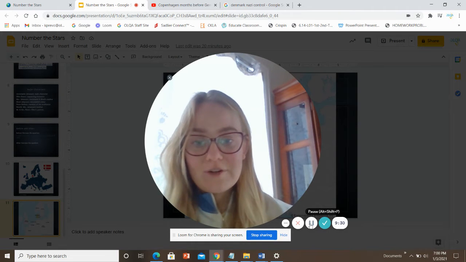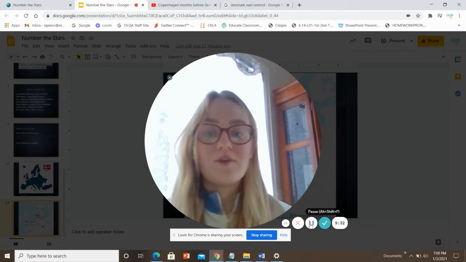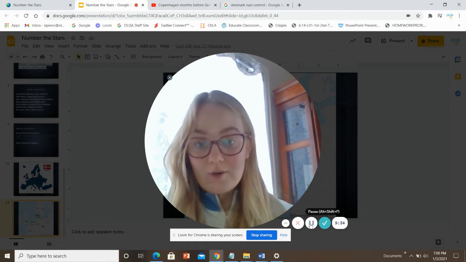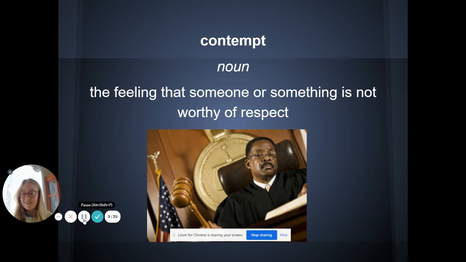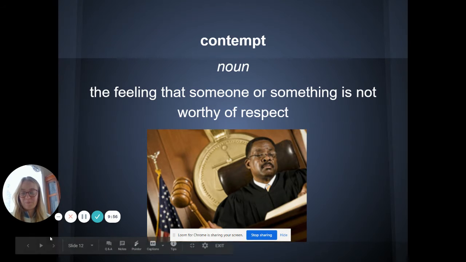But I want to move over now to our vocabulary and the reading section of our first part of this book. So our first vocabulary word is contempt. Contempt is the feeling that someone or something is not worthy of respect. So you might be judging someone, putting down the law, or like what a judge would do in court, and you might be acting and showing that contempt.